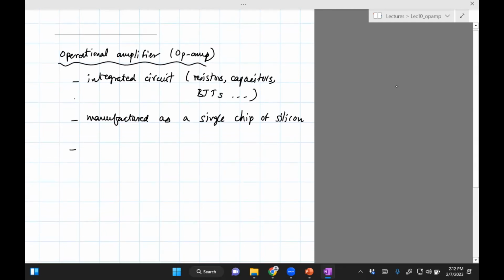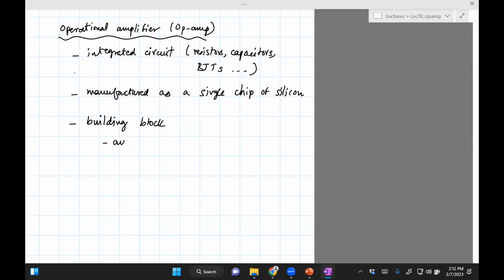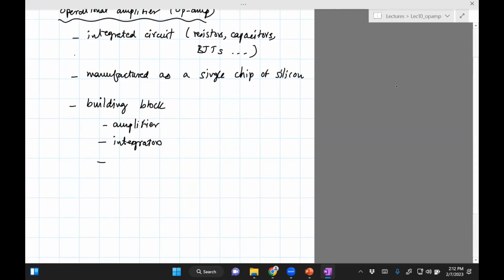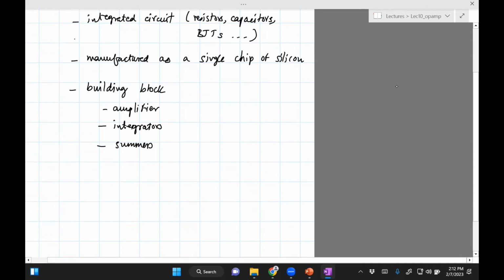And then it is basically a building block for a host of things which are important for mechatronics. They are amplifiers, which is what we'll be talking about extensively today. They are used as integrators, summers. Integrators are usually associated with differential signals. So when you integrate, say, velocity, you get position and so on. A summer is when you have two independent voltage sources and you want to add them.